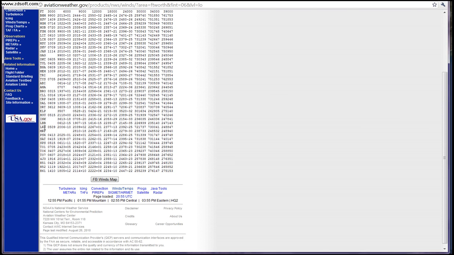And where is it? Houston. And then we'll see that our temperature isn't available at 3,000 feet. So what I will use is 6,000 feet just for purposes of showing y'all. And what we'll see is that the winds are 210 at 18 knots at freezing, basically 0 degrees Celsius.